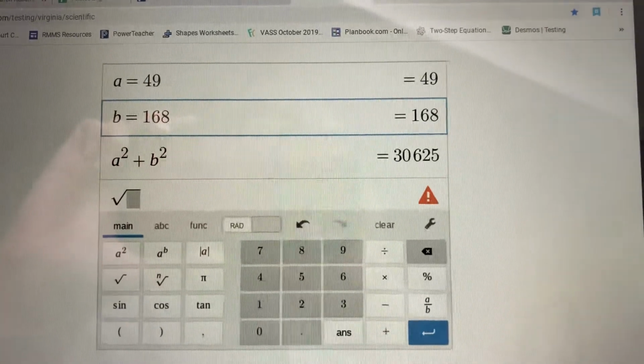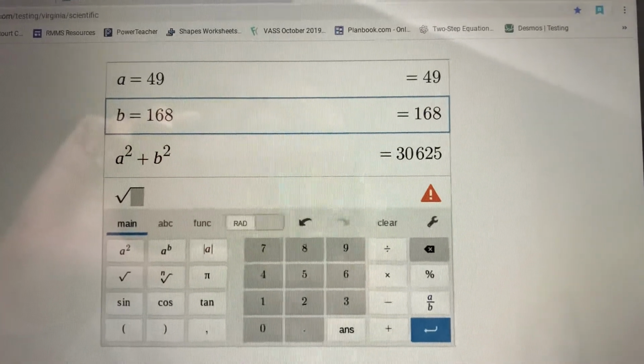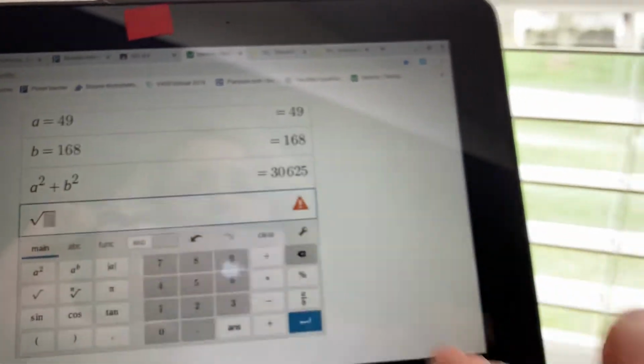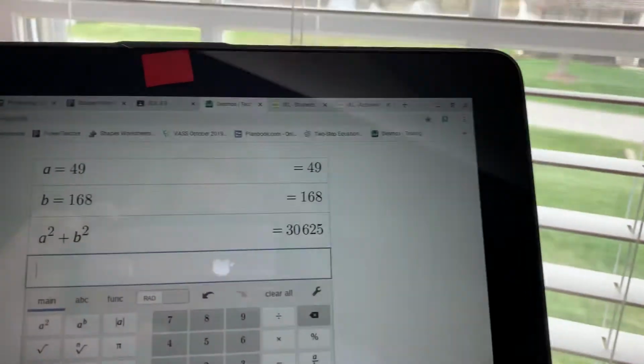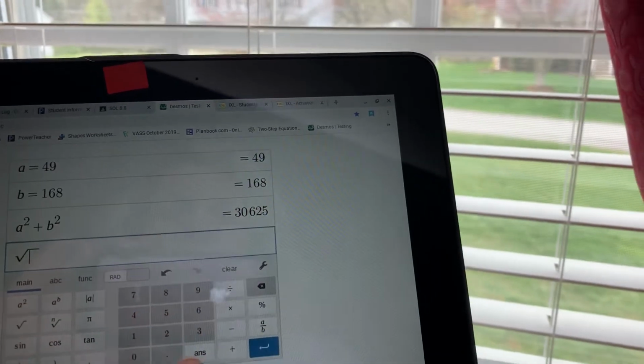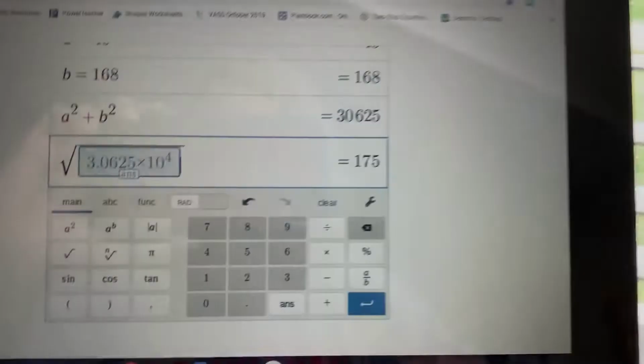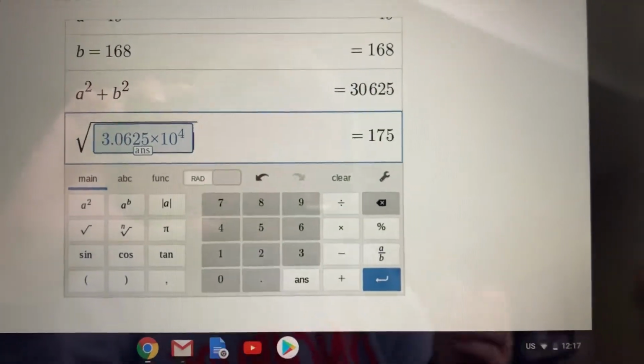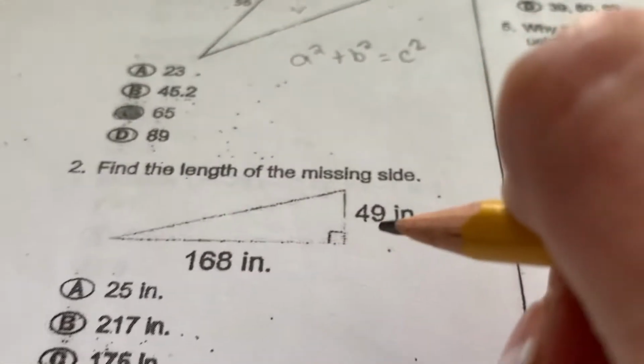Okay, so that gives us 30,625. Now I'm just going to click right here and back up one. Whoops, I erased it. So let me do square root of my answer, and you can see that we get 175. So if I look at my answer choices, I should pick D, 175 inches squared.